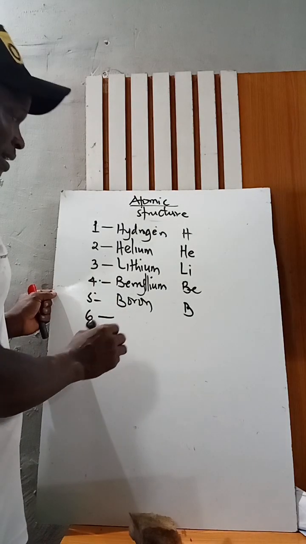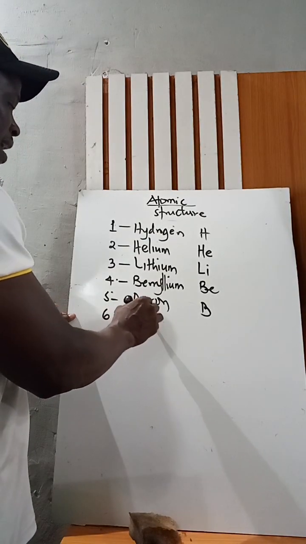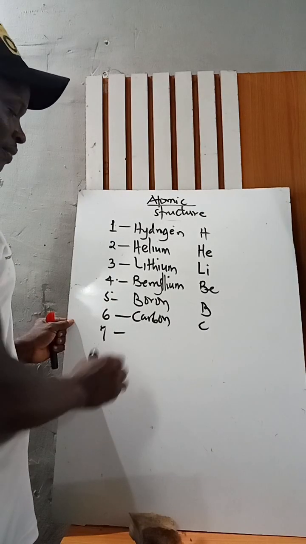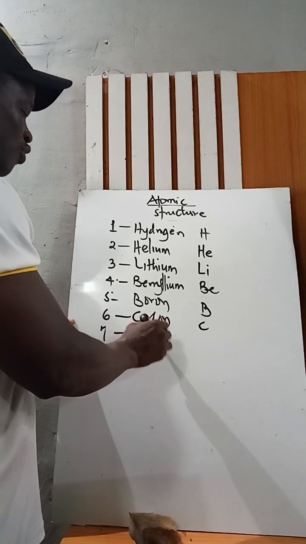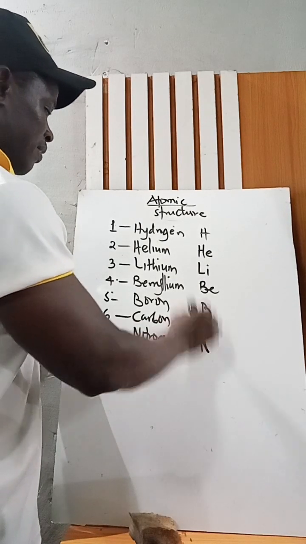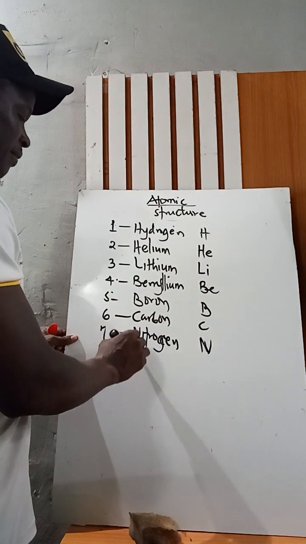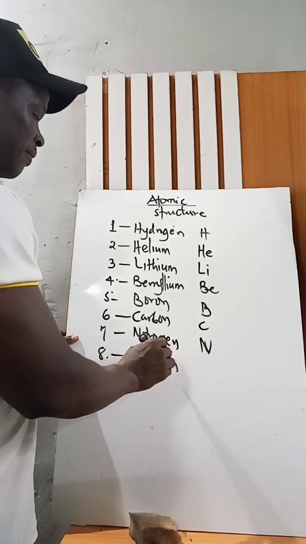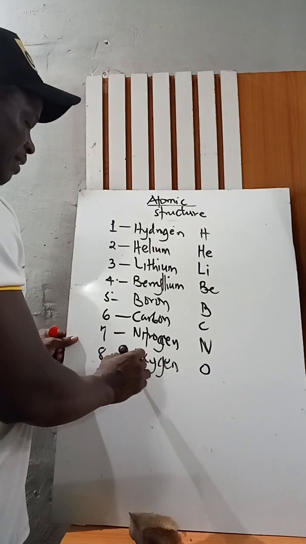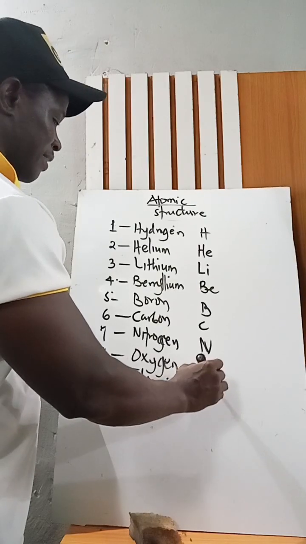Element number 6 is carbon. That's C. Element number 7 is nitrogen. Element number 8 is oxygen. Element number 9 is fluorine. The symbol is F.